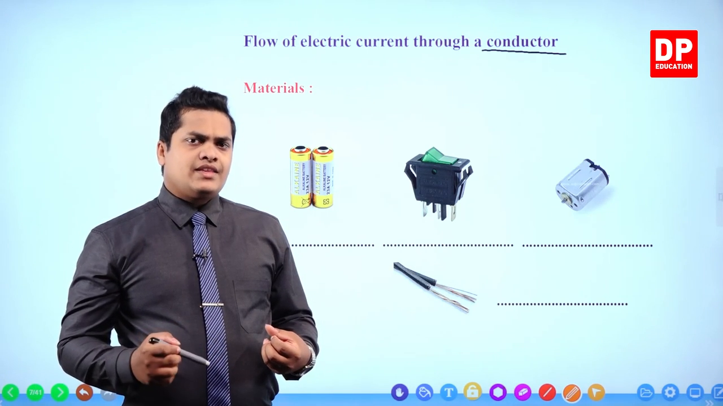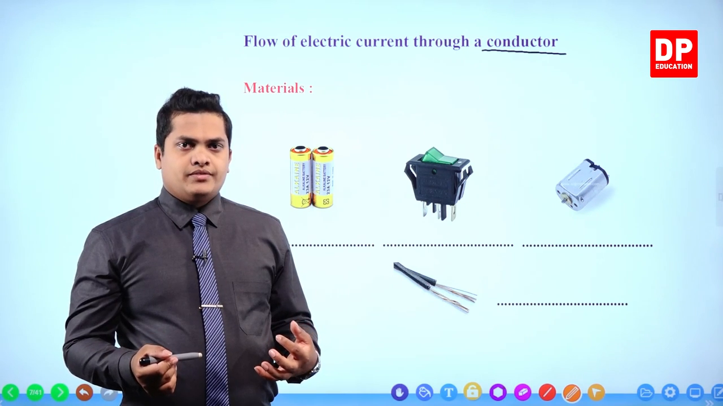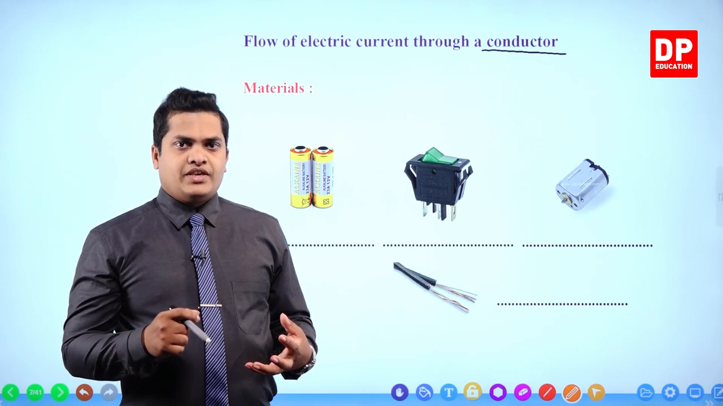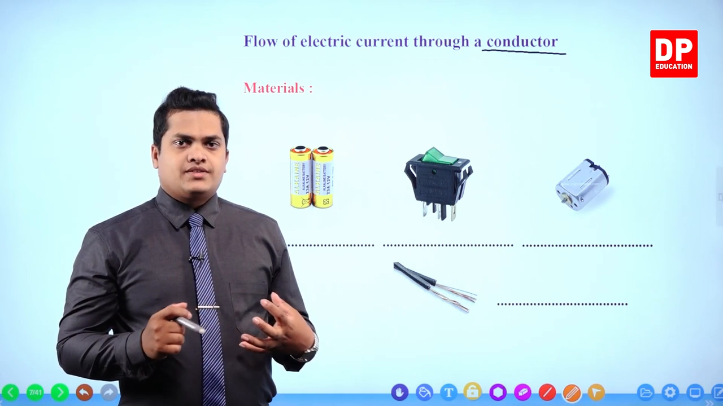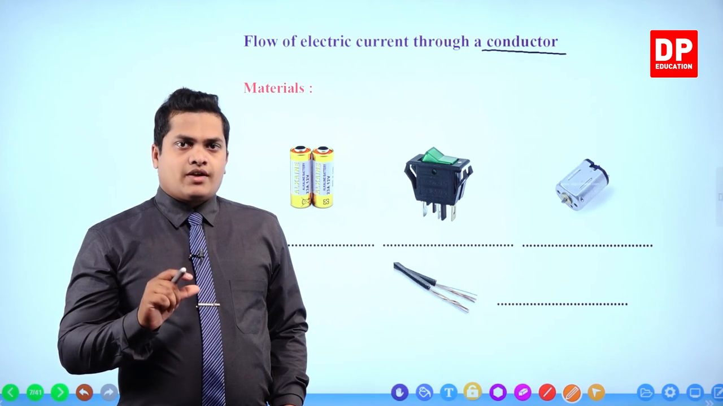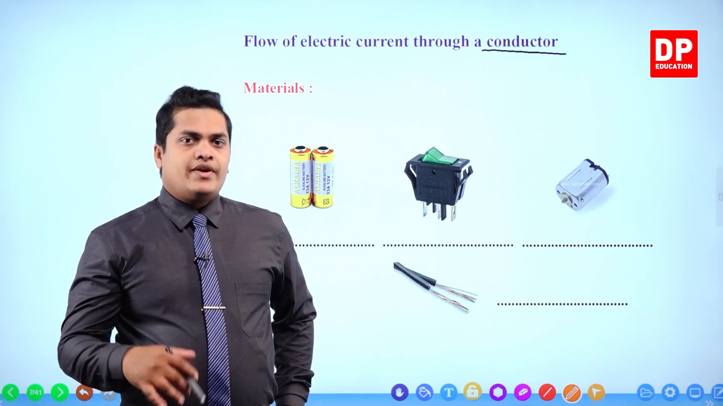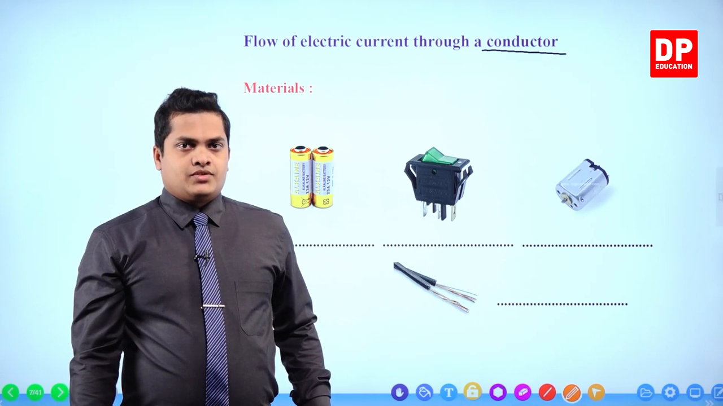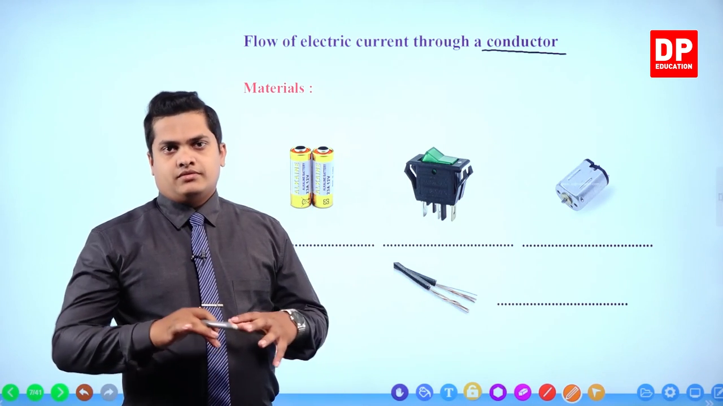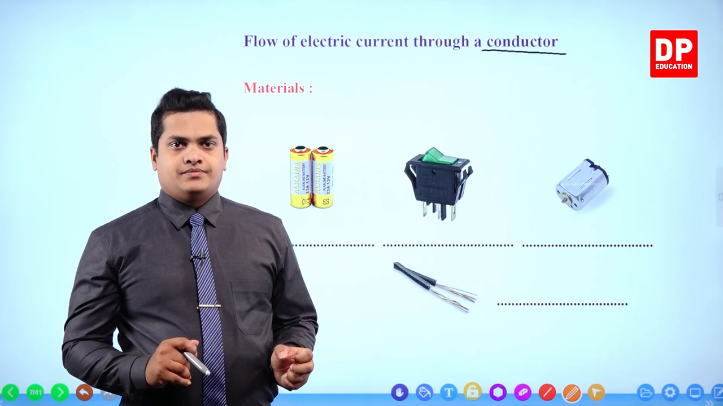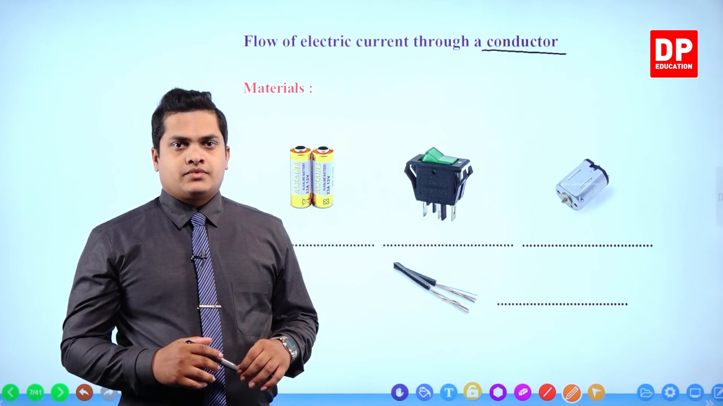Other than metals, is there any material which can conduct electricity? Of course there is. If you take carbon, you know that if you take a dry cell and cut it into two pieces, the rod which is located at the middle is a carbon rod. So carbon can conduct electricity. That's the only non-metal which can conduct electricity. Normally, each and every metal is an electrical conductor. And there is a non-metallic conductor as well, carbon, right?